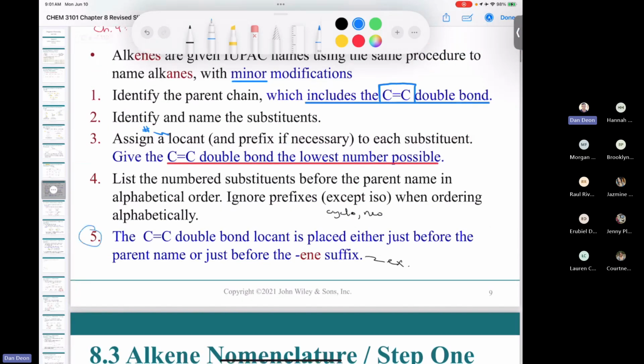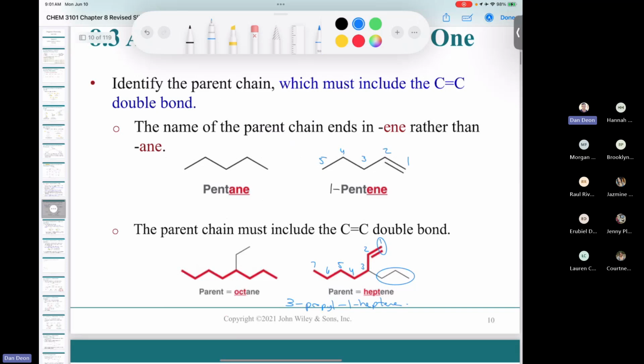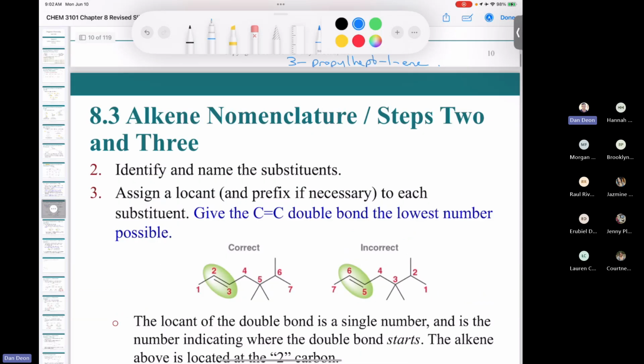Now let me just back up for 1 second. You know that rule number 5, where it says you put the locant for the double bond either before the parent name or before the ene suffix? So instead of calling the compound here 1-pentene, this is also acceptable, you can call it pent-1-ene. So that's putting the locant just before the suffix. In here, you could call this 3-propylhept-1-ene. Remember, we always separate a number and a letter by a dash. So hept-1-ene. And again, either one is totally acceptable by IUPAC. There's nothing wrong with either of them.